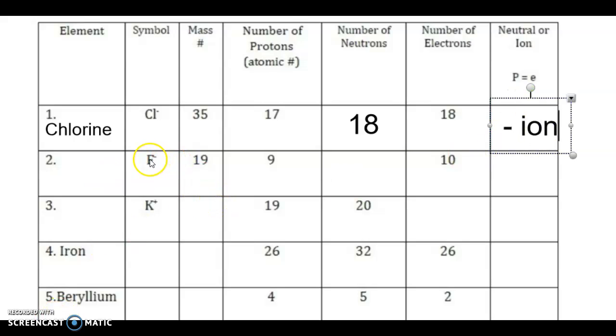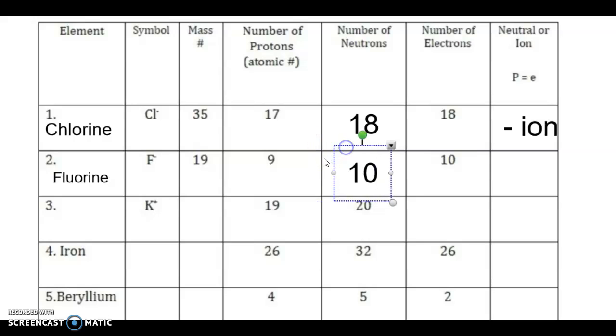So next one we have F-, so that would be fluorine. We have a mass of 19 with 9 protons, so the difference between those two numbers is 10. So we know 10 neutrons plus 9 protons is going to give me a mass of 19. We have 10 electrons, we have 9 protons, so there are more negatives than positives, which means this is going to be a negative ion as well.